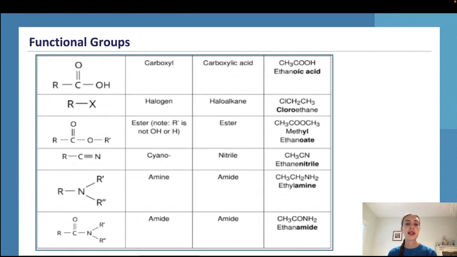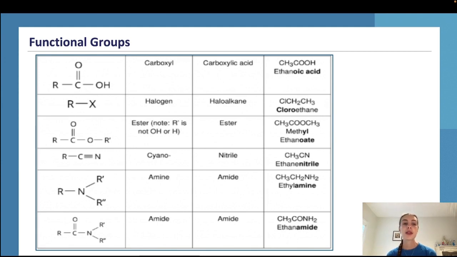The next one we can see is carboxylic acids. So carboxylic acids have what's known as a carboxyl group. What you'll notice about the name of carboxyl is that it sounds a bit like carbonyl and hydroxyl combined. And that's basically exactly what this is.